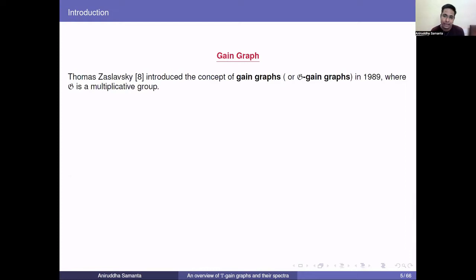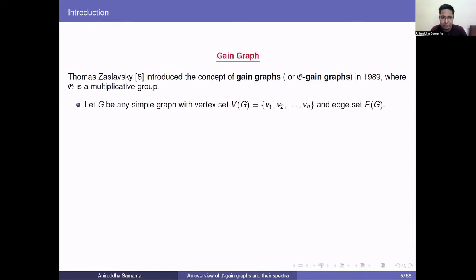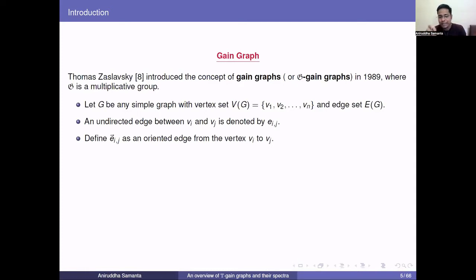Zaslavsky in 1989 introduced the concept of gain graph or G-gain graph, where G is a multiplicative group. So let us recall some notation. Suppose G is a simple graph with vertex set V(G) labeled by v1, v2, up to vn, and edge set E(G). Now, an undirected edge between the vertices vi and vj is denoted by e_ij, and an oriented edge from the vertex vi to vj is denoted by e_ij with an arrow.